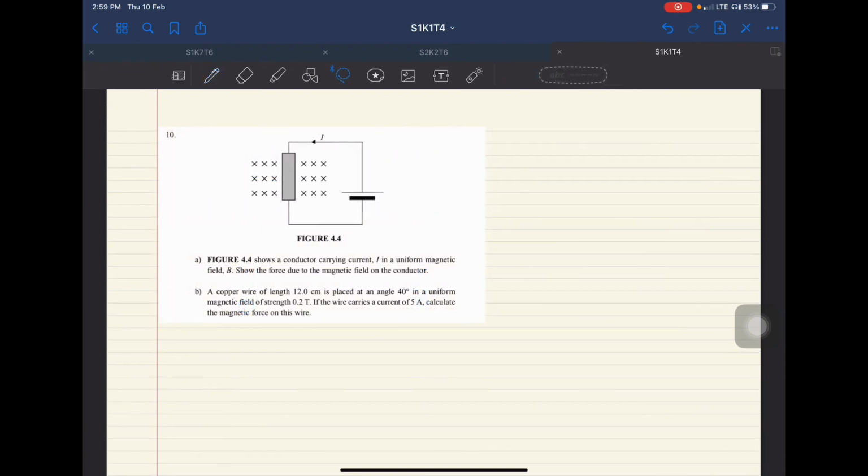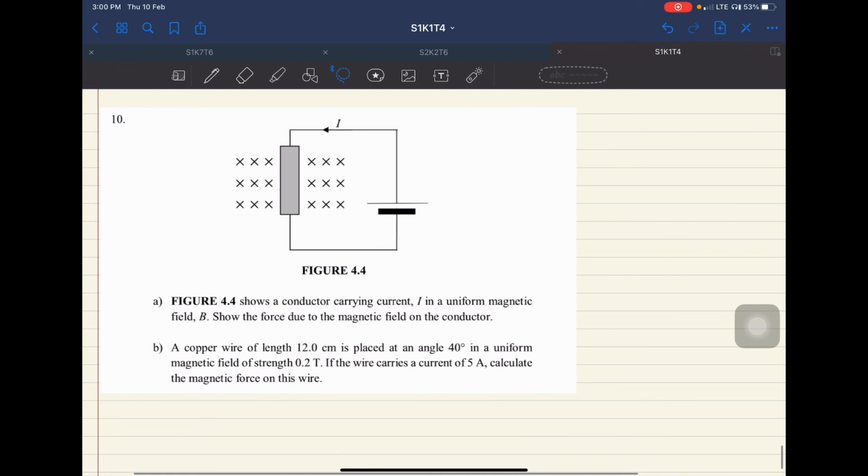This one is actually question number 10 from your tutorial, so we try to do one example here. Figure 4.4 shows a conductor carrying current I in a uniform magnetic field B. Show the force due to the magnetic field on the conductor. The magnetic field is going into the page. If they didn't give you any direction of current, you can determine it by looking at the cell here. It's positive to negative, so on the conductor itself, the current is going downwards.